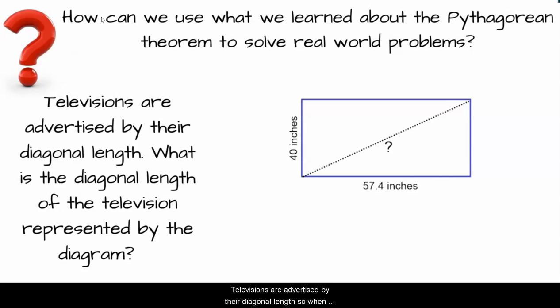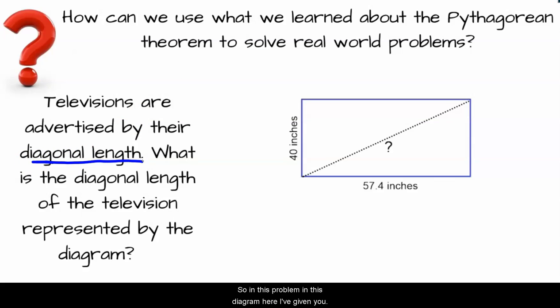Televisions are advertised by their diagonal length. So when you go to the store and you see televisions or you hear ads on TV or they pop up on your phone, you're going to see, especially this time of year, televisions on sale, maybe Black Friday. Coming up, we're going to have some deals, and you'll see that televisions are 35 inches, 75 inches, 60 inches. I want you guys to know something that not everybody knows, that televisions are advertised by their diagonal length.